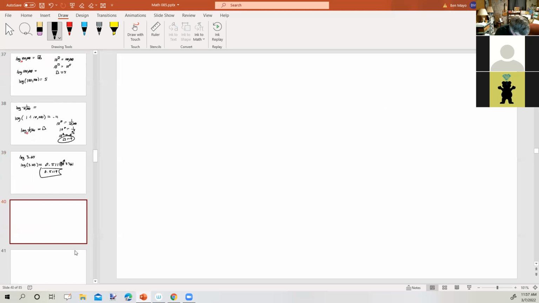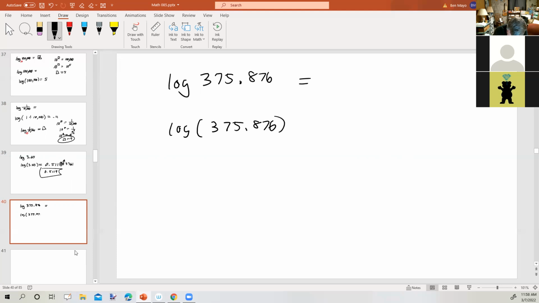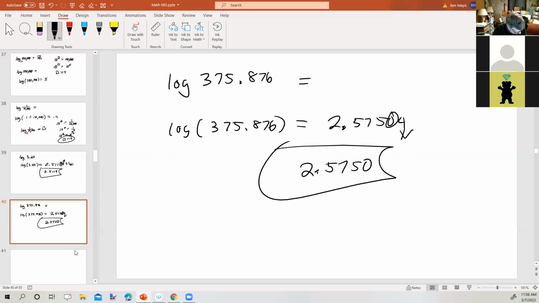Let's try the log of 375.876. So again, that's log base 10. So log, and then I put in 375.876 equals 2.57504. It goes on from there, but it said 4 places. So here, that's the 4th place. The 4 would round down. So 2.5750 would be the answer.